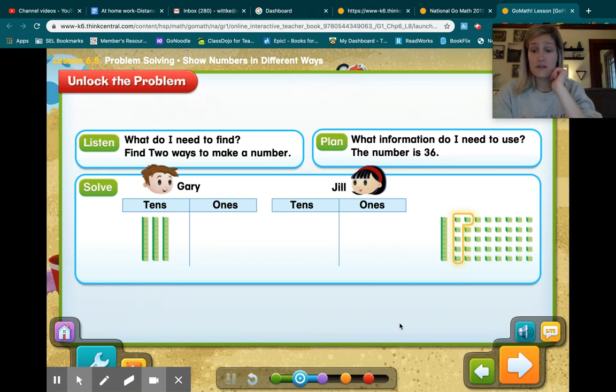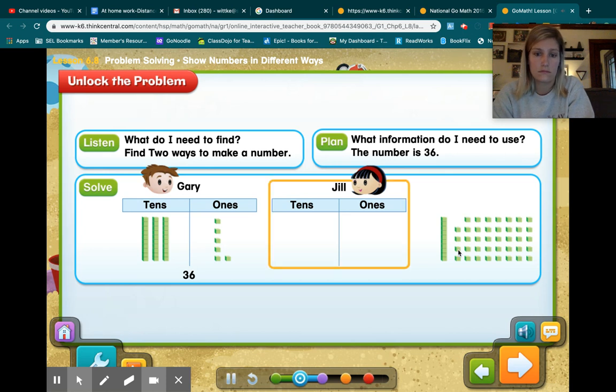3 groups of 10 and 6 ones is one way for Gary to have 36 stickers. 1, 2, 3, 4, 5, 6. Gary now has 3 sheets of 10 stickers and 6 single stickers. That's 36 stickers. Now, let's show 36 stickers for Jill in a different way.